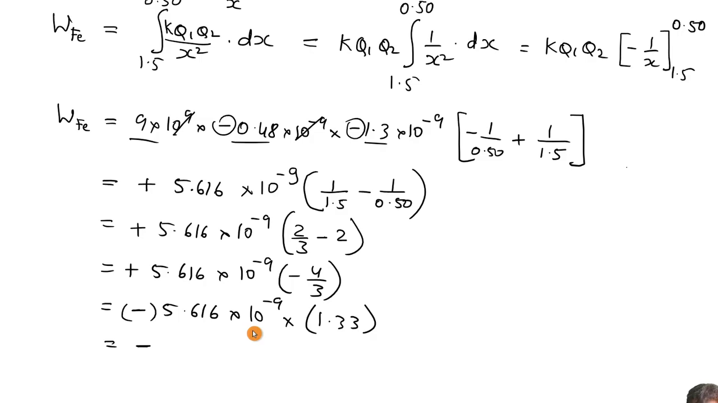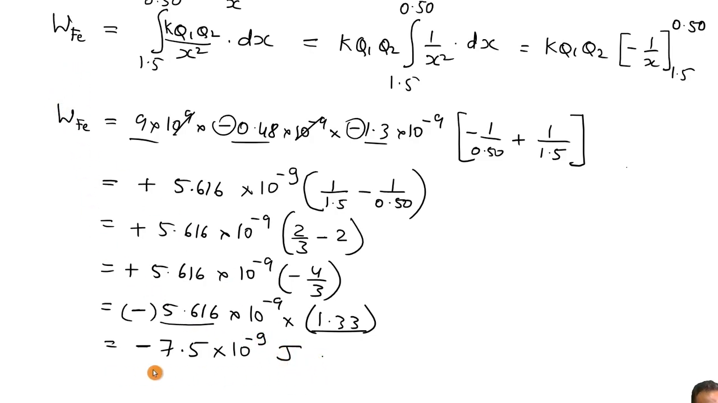So my final answer will be a negative 5.616 times 1.33, which is equal to 7.46. So negative 7.46 I am getting, so let me take minus 7.5, and this 10 raised to minus 9 is always there, and because this is work done, it will be in joules.